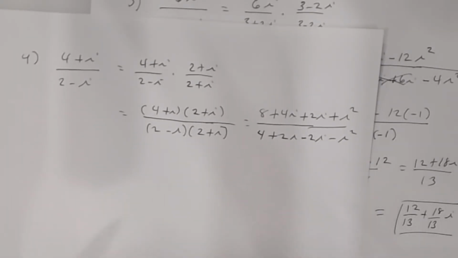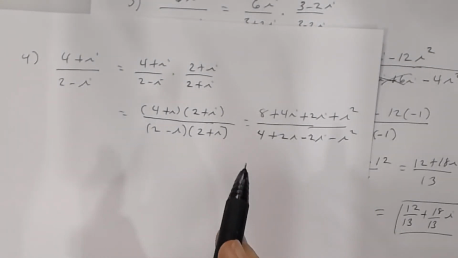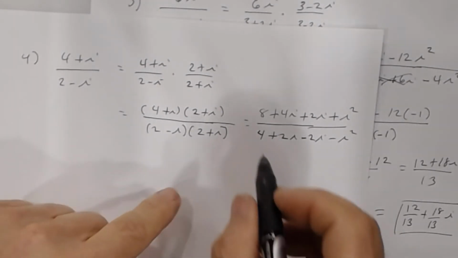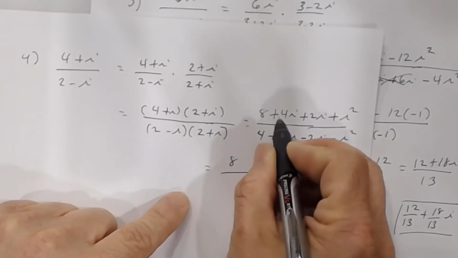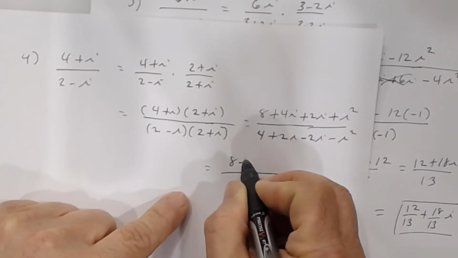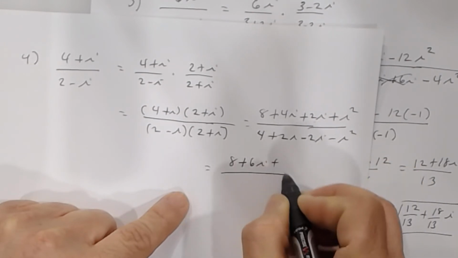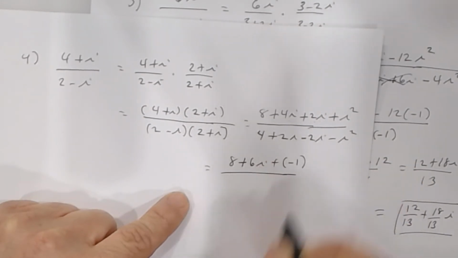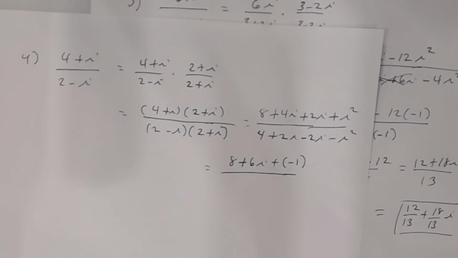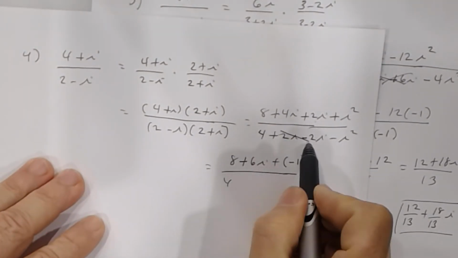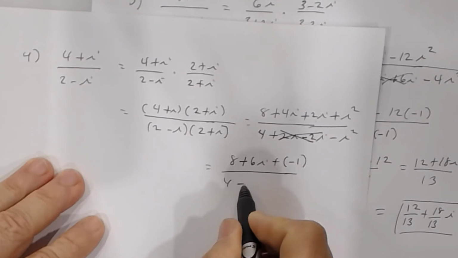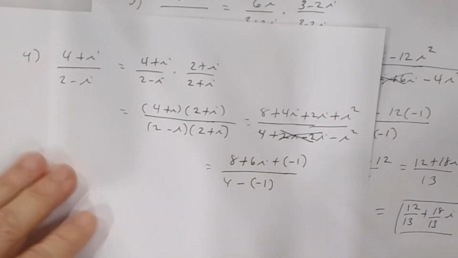Okay, so let's talk about the numerator. What are you going to do to the numerator? Combine like terms and also rewrite i squared as what? Negative 1. So I get 8, plus what's 4i and 2i, plus a what? Negative 1, because i squared is equal to what? Negative 1. All right, let's talk about the denominator. I have 4. These cancel out, right? So I'm going to say 4 minus, and then what? Negative 1. So that's where I'm at.